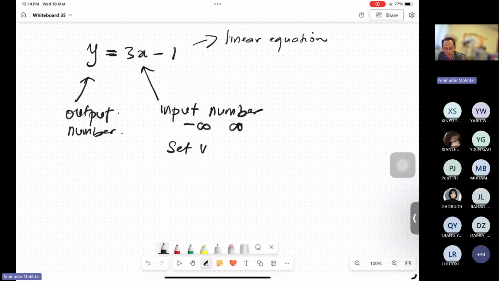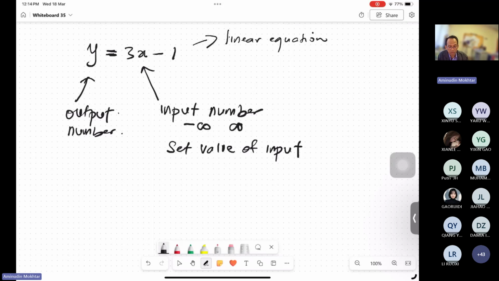The set value of input. X can take a group of values, maybe a group, a set, that kind of number. We call it the set value of input.